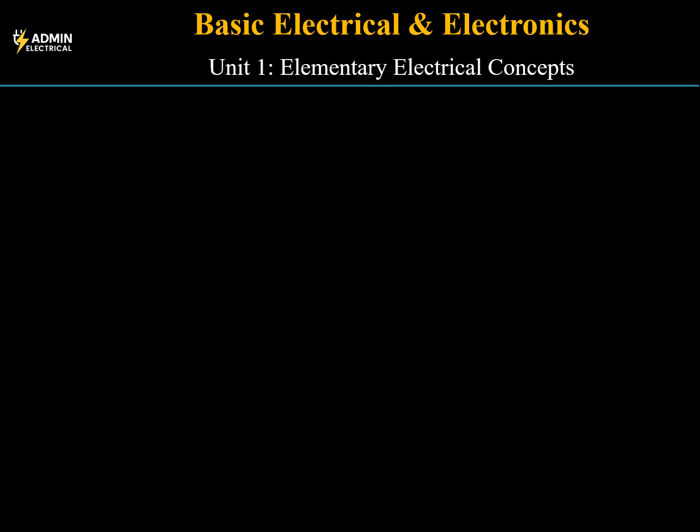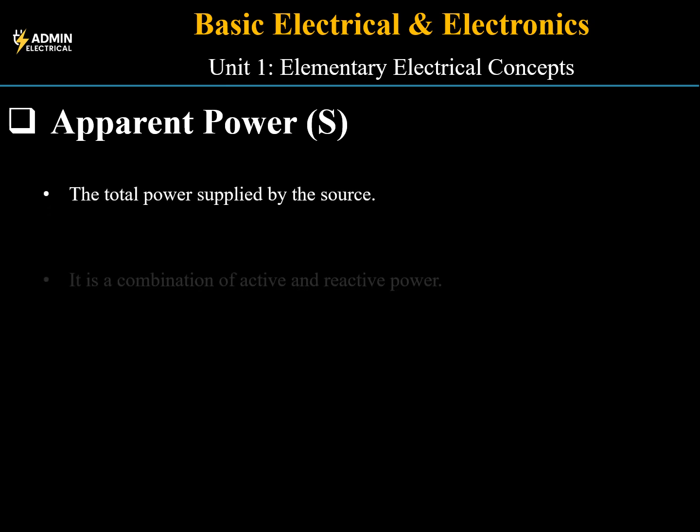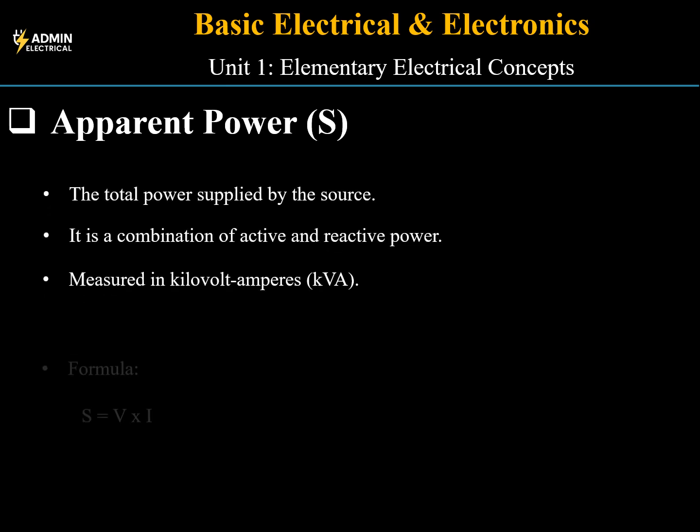Apparent power is the total power supplied by the source. It includes both active and reactive power. It is measured in kilovolt-amperes or kVA. The formula is S is equal to V times I. So remember, apparent power is what the system supplies, active power is what is used for useful work, and reactive power just supports the system operation.